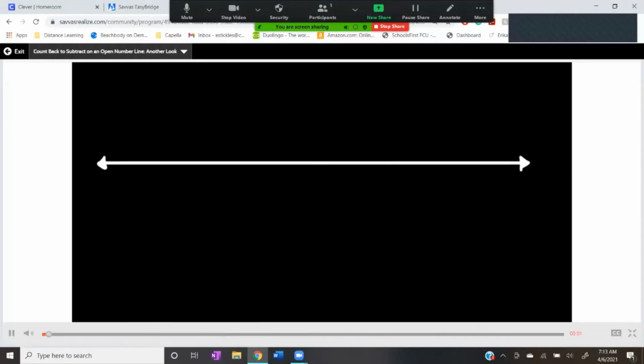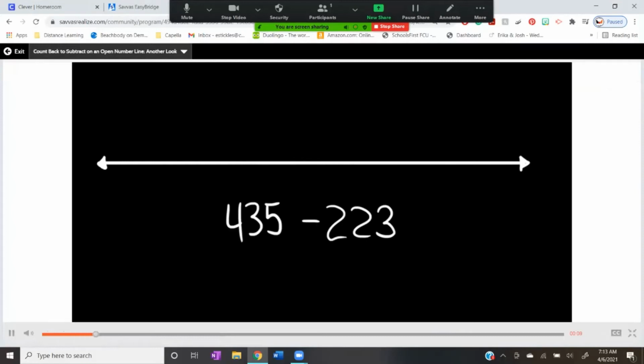Using an open number line, like this, I can count back to subtract in more ways than one. For example, let's subtract 435 minus 223. On an open number line, start with 435. Place 435 on the right side because we are counting back to subtract.